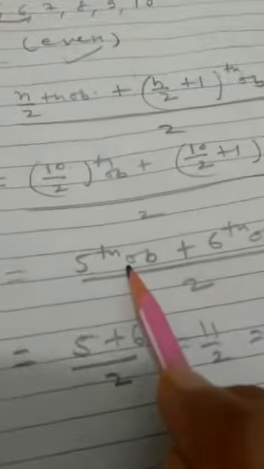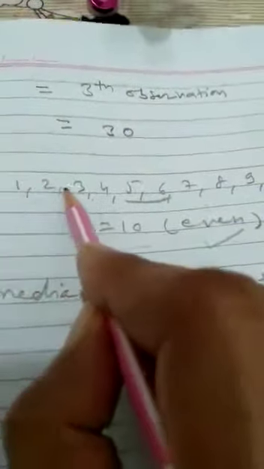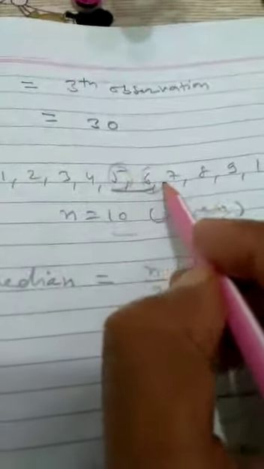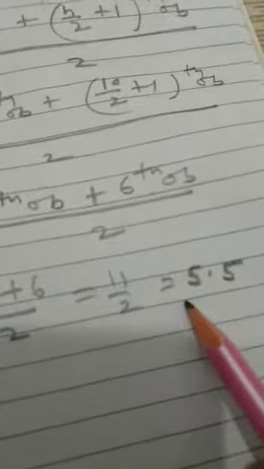Now see the 5th and 6th observations of the data in ascending order: 1, 2, 3, 4, 5 and 6. This will be 5 and 6. So the sum of 5 and 6 divided by 2 will be 5.5. So this will be the median of the given data. Clear?